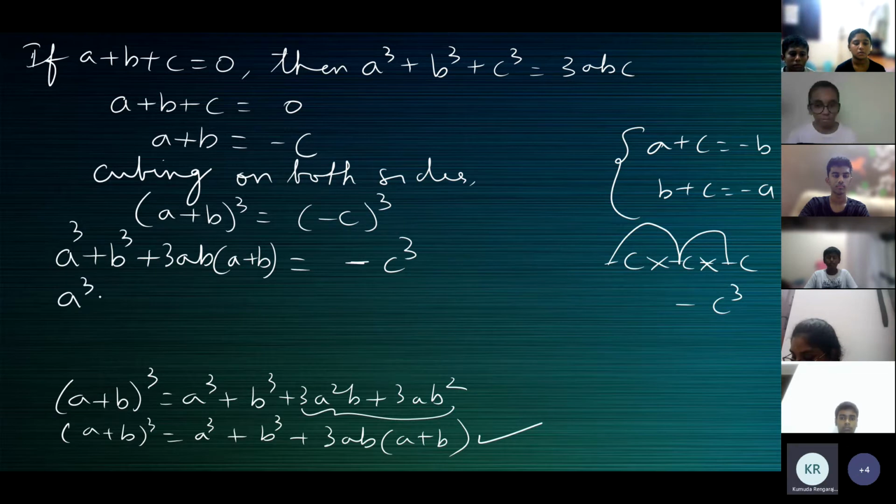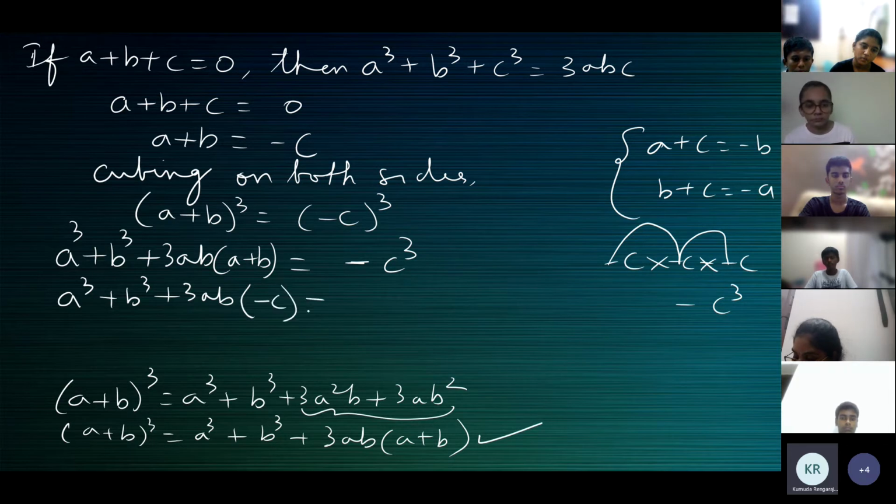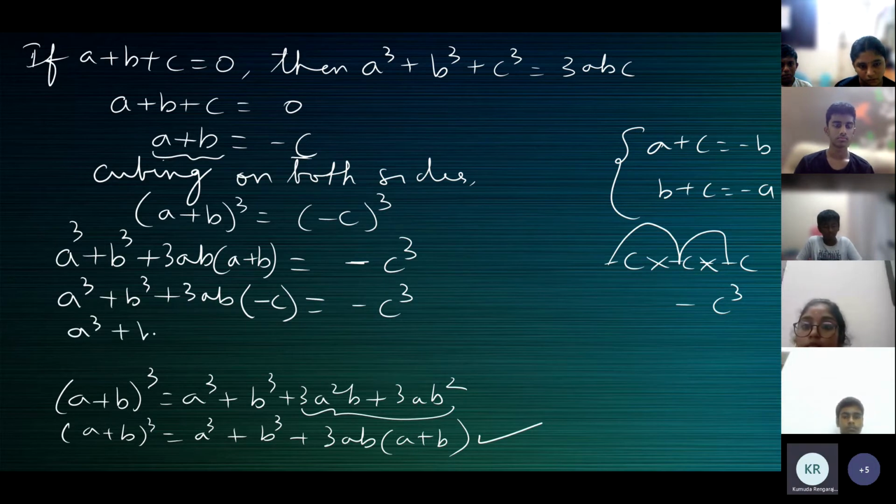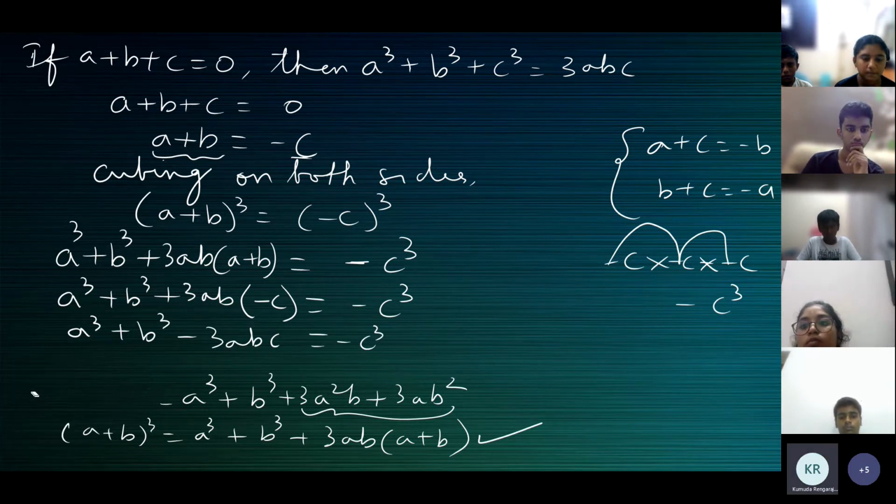Now next, a cube plus b cube plus 3ab. Now what is a plus b? It is equal to minus c. So instead of this a plus b in the bracket, you must write minus c, which is equal to minus c cubed. So we have a cube plus b cube minus 3abc is equal to minus c cubed.